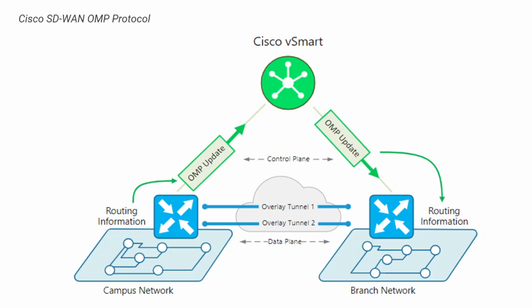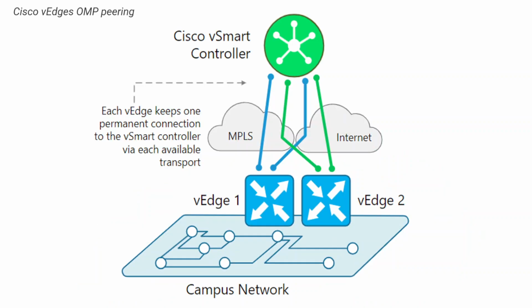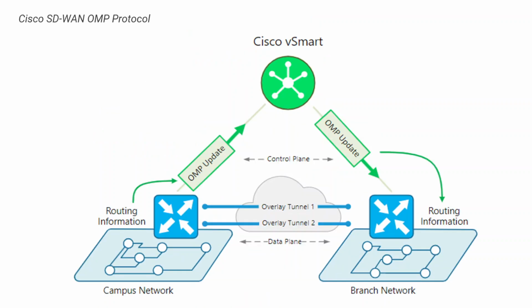Cisco vBond. Cisco vBond is the orchestration plane of the SD-WAN system. Its job is to orchestrate the process of onboarding new unconfigured devices to the SD-WAN fabric. It is responsible for the authentication and whitelisting of vEdge routers and control and management information distribution.